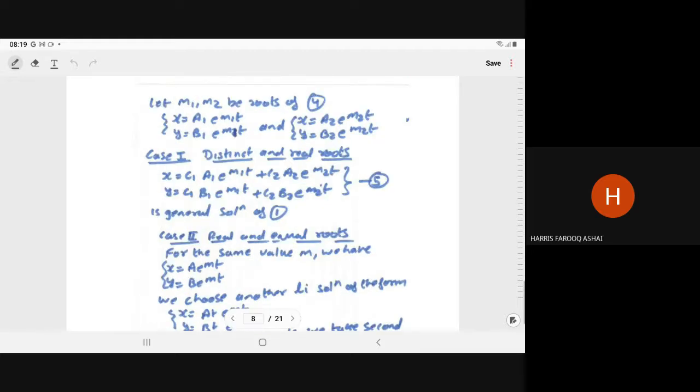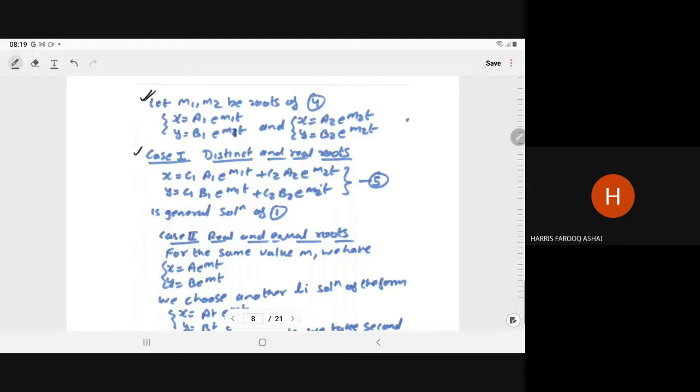So let m1 and m2 be the roots of the equation. Because we have a quadratic equation, we have two roots, so let m1 and m2 be the two roots. Then the solutions will be x is equal to a1 e to power m1t, y is equal to b1 e to power m1t, and x is equal to a2 e to power m2t, and y is equal to b2 e to power m2t.